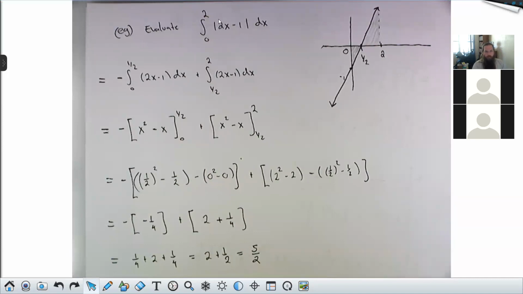And if I asked you for the area bounded by the function 2x minus 1 from 0 to 2, this would be the answer, because we want to measure the area, not the signed area. There's a little subtlety there.